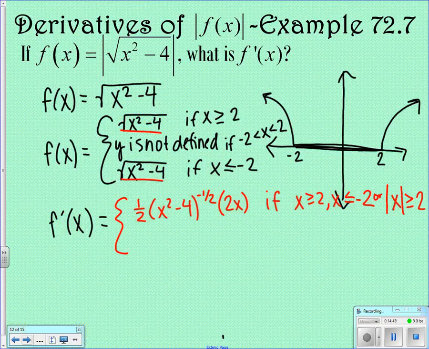And then y is not defined if you have negative 2 less than x less than 2. And so all of that would be your derivative there.